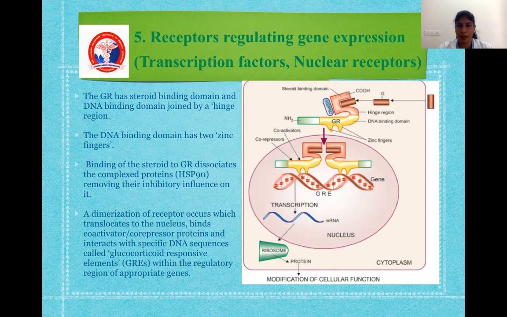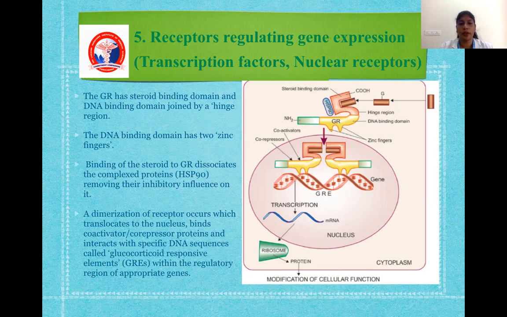And then what happens is, dimerization of the receptor occurs, which translocates into the nucleus, binds co-activator or co-repressor protein and interacts with the DNA sequence, which is called the glucocorticoid responsive elements.